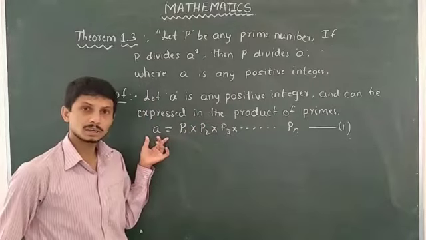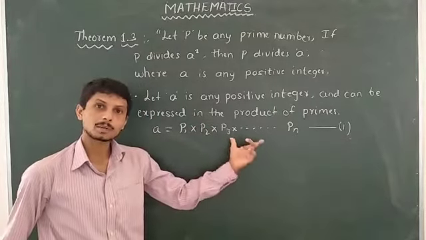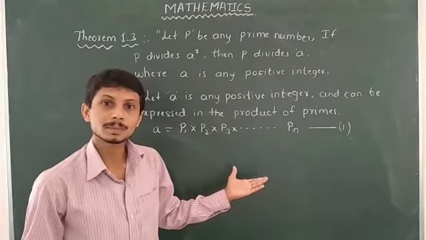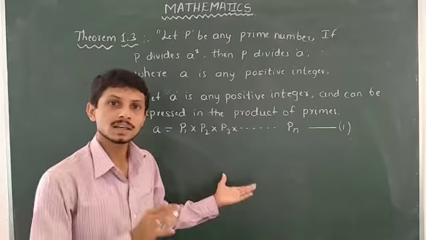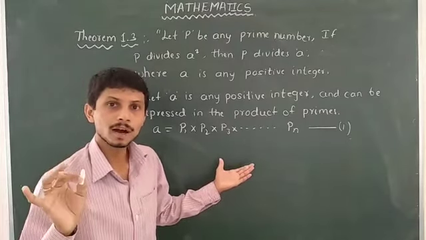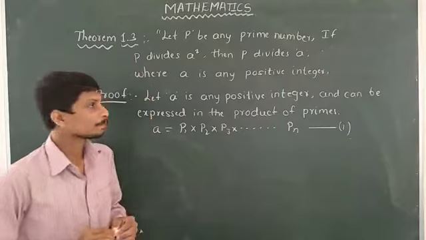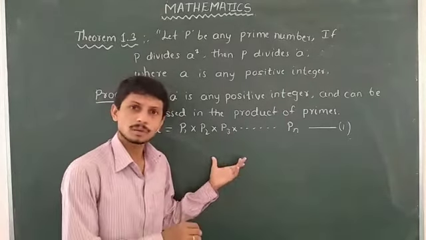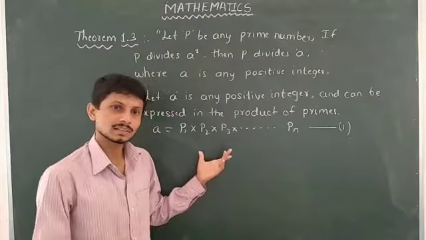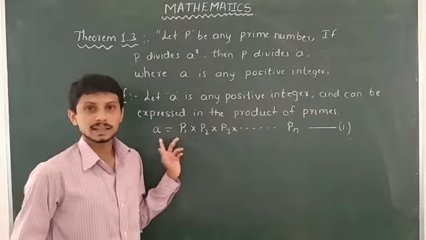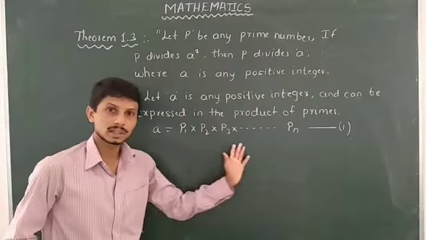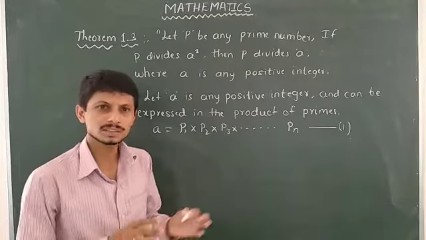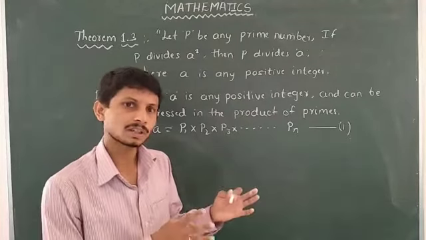So a composite number can be expressed as a product of primes. This factorization is always unique apart from the order in which the prime factors occur. This is the statement of the fundamental theorem of arithmetic. So from this we can say that P divides A. There are many prime numbers, P1, P2, P3, P4, whatever it may be. So let us consider P as a common term.